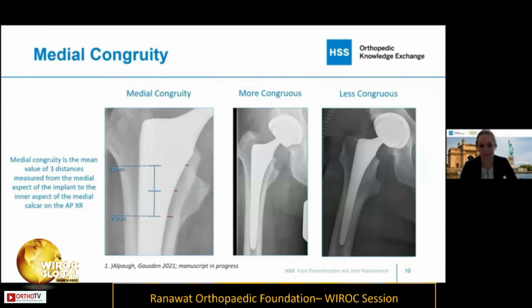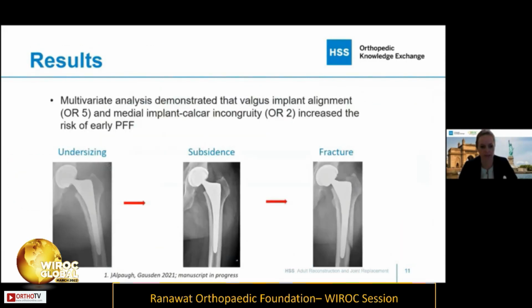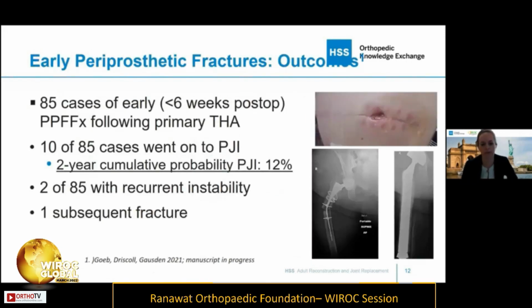So the more medial incongruity you have, the higher risk you have for fracture. And we think this is because that's going to increase your risk of subsidence, and a sudden subsidence can lead to that catastrophic periprosthetic fracture. So you can see the example here: undersizing slightly, not ridiculously, but undersizing, and then an early subsidence, and then the late subsidence leading to this fracture. The medial incongruity is similar to a valgus alignment too, that increases the medial incongruity and increases your risk of early fracture.